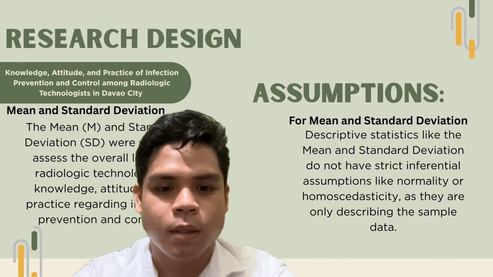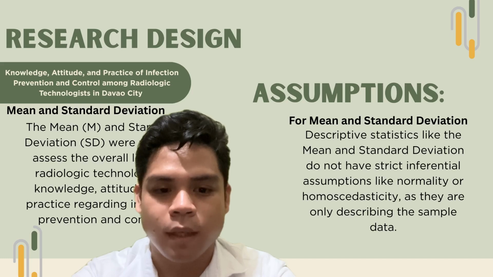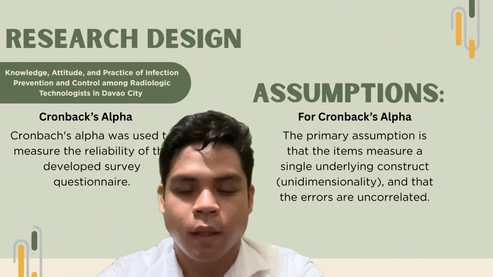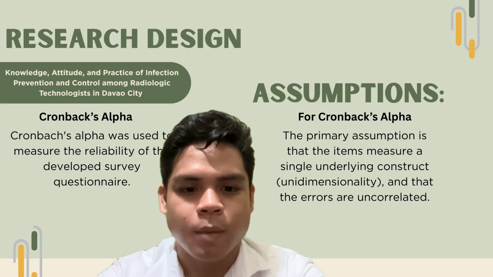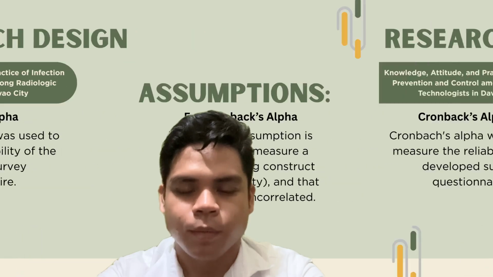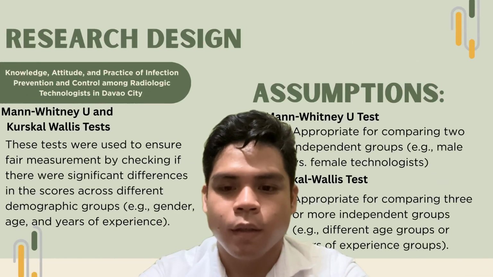So for its assumptions, the descriptive statistics like mean and standard deviation do not have a strict inferential assumption like normality or homoscedasticity, as they are only describing the sample data. The next, the group used a Cronbach's alpha. Then for its assumption, the primary assumption is that the items measured a single underlying construct and that the errors are uncorrelated. Then the next test is that the researchers used the Mann-Whitney U and Kruskal-Wallis test.